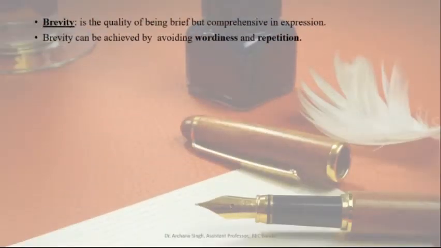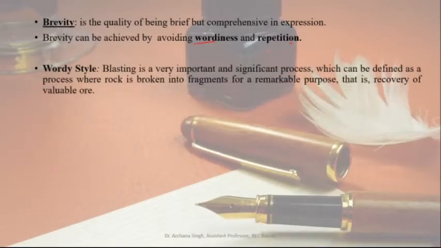Brevity is the quality of being brief but comprehensive in nature. It means the document should be brief, unnecessary information should be removed, but the necessary information should be properly and logically arranged in the text. So how can you achieve brevity? It can be achieved by avoiding wordiness and repetitions. The excess of words and repetitions that you find in writing can be pruned out to attain brevity. Let's understand with an example.